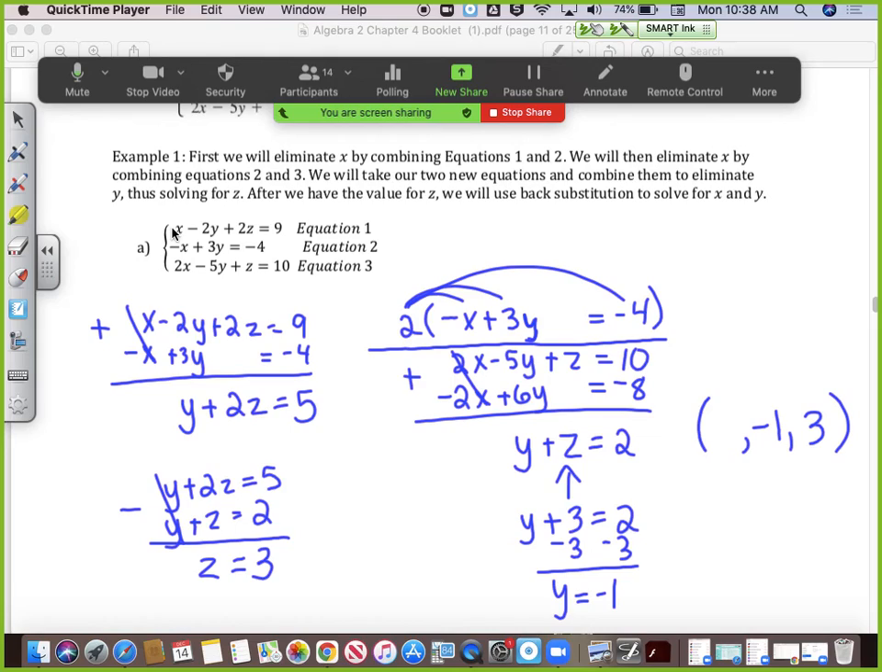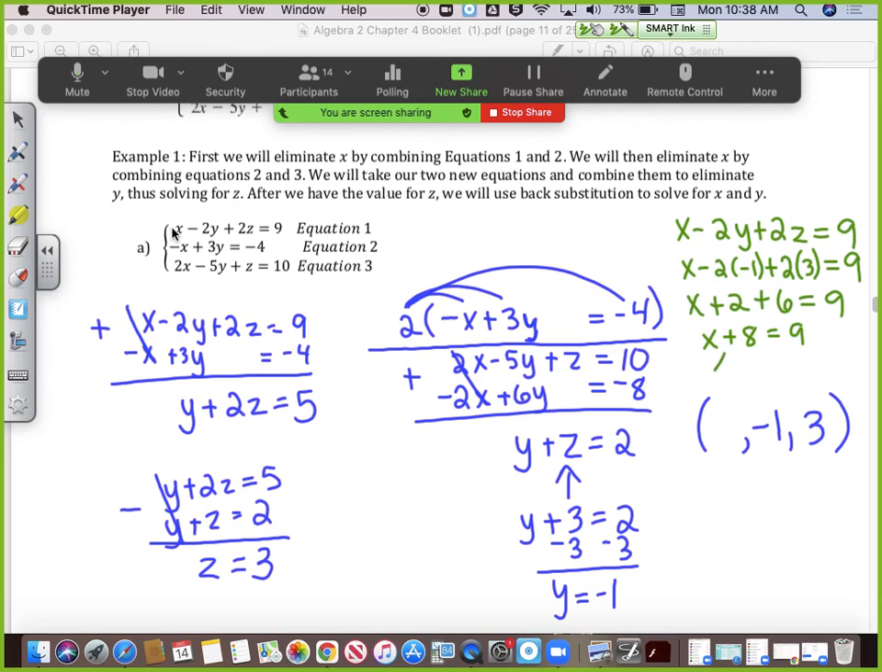I'm going to use green just to kind of show you what I'm doing now. And I'm going to use this one, x minus 2y plus 2z equals 9. I now know that negative 1 is what y equals. So I'm going to replace in a negative 1 in for y. I now know that 3 is what z is, so I'm going to replace a 3 in for z, and then solve for x. Negative 2 times negative 1 is going to be a positive 2. It's going to simplify to be x plus 2 plus 6 equals 9. 2 plus 6 is 8. So I'm going to get here x is equal to 1.